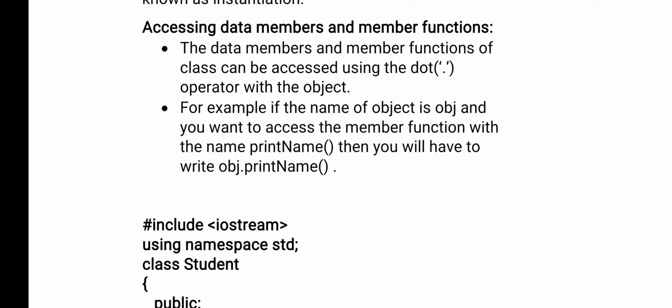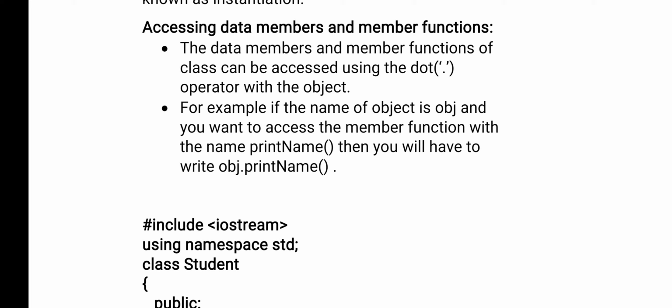Then how will you access? Using a dot, using a period operator, you can access the data members and the member functions of the class. Right? So if you want to use a data member and member function of the class, then you can access them by using an object. You just need to give the object name, dot, the name of the data member or the member function which you want to access. Okay, so this is accessing data members and member functions.